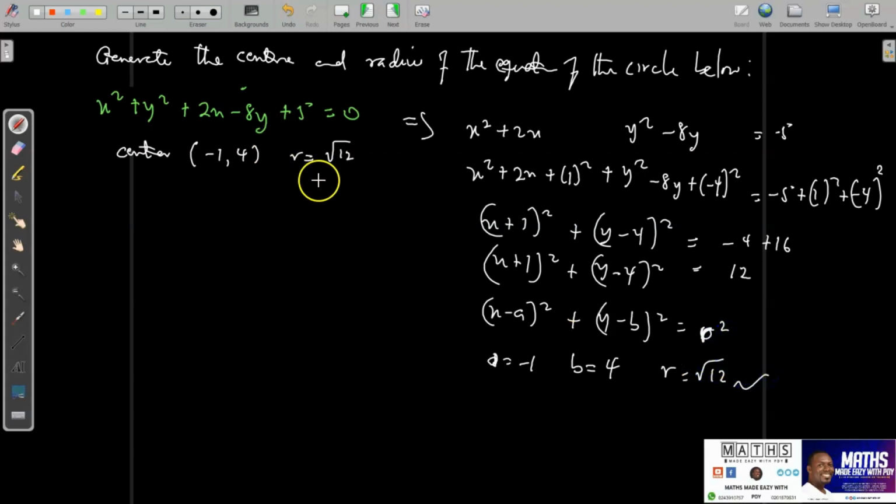So my dear students, you had it right. Very good. Now let us add up. The next thing I want us to consider is how to generate the equation of a circle.